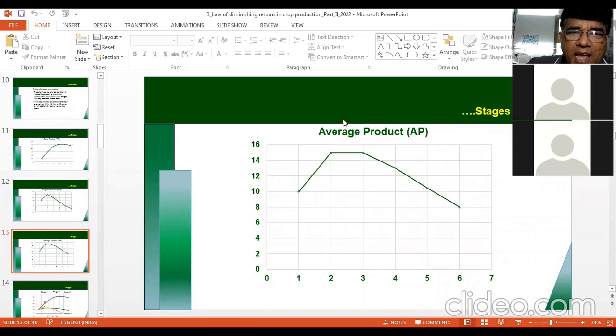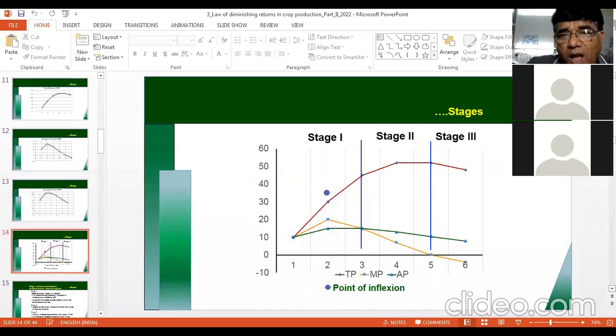Now similarly you get average product. At unit 1 it is 10, at unit 2 and 3 it is the same, and then it starts falling, but still it is not negative. And now if you put all these three curves, MPC, APC and TPC, in one figure, you see it like this.